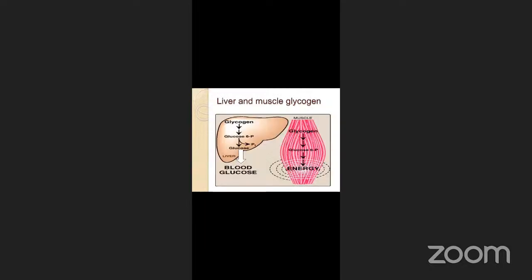In the liver and muscle, you have to remember this glycogen metabolism. Glycogen is converted to glucose 6-phosphate and then converted to glucose in the liver. This glucose will be released into the blood whenever we fast. In the muscles too, glycogen is converted to glucose 6-phosphate. Again, that glucose is released.